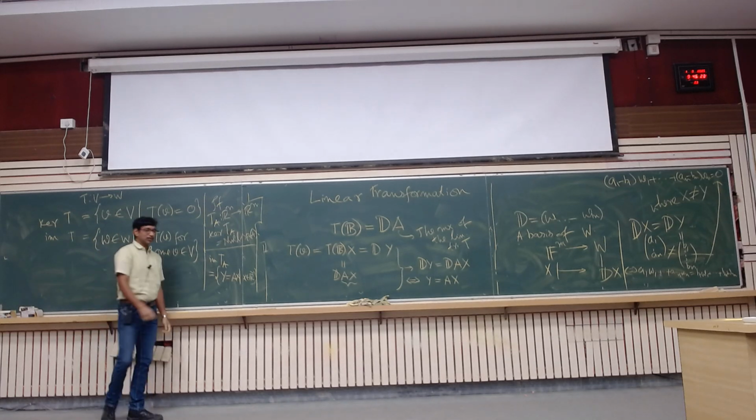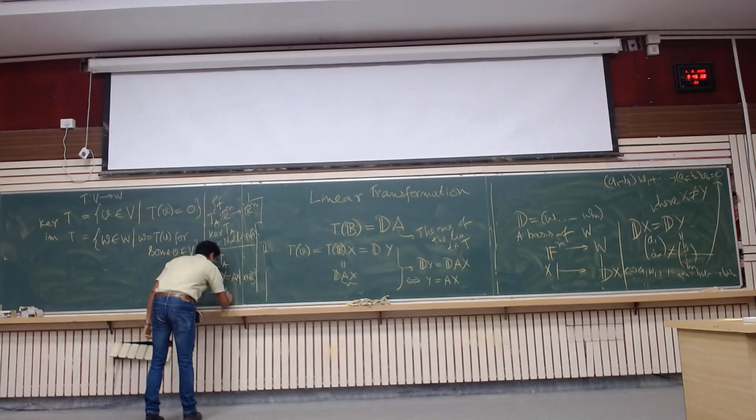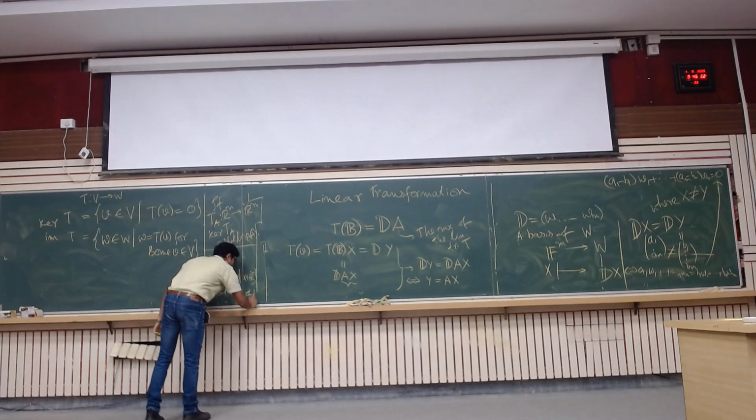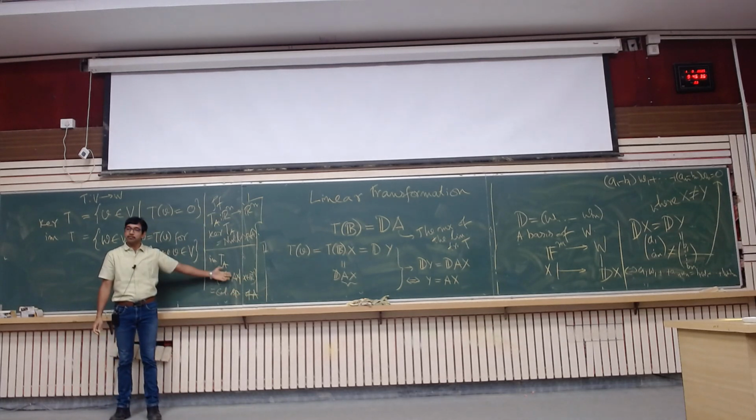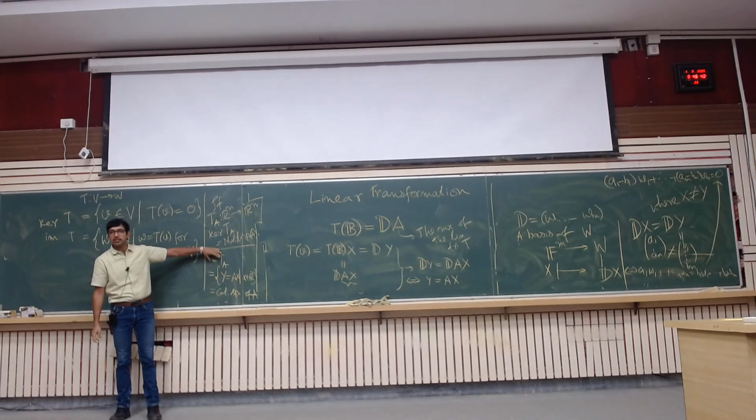Very good, Pranav. Column space. Column space of A. Because you are taking linear combinations of the columns of A to get the image of this linear transformation, which is defined by the left multiplication with A.